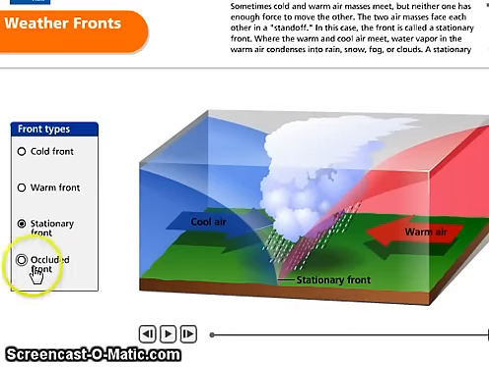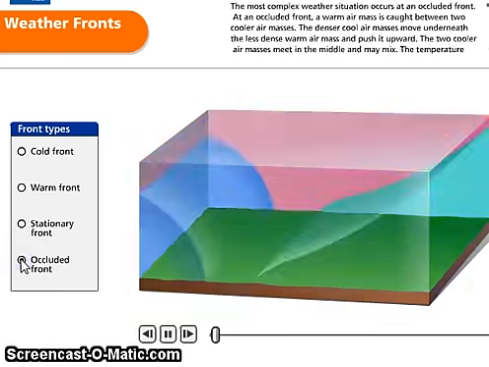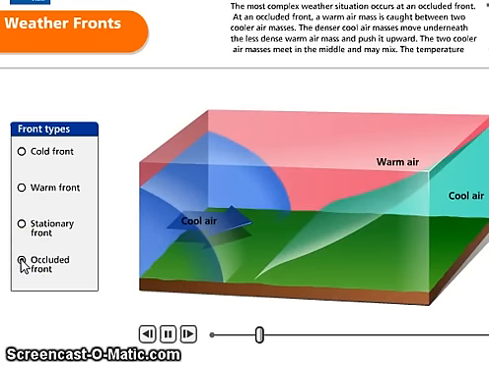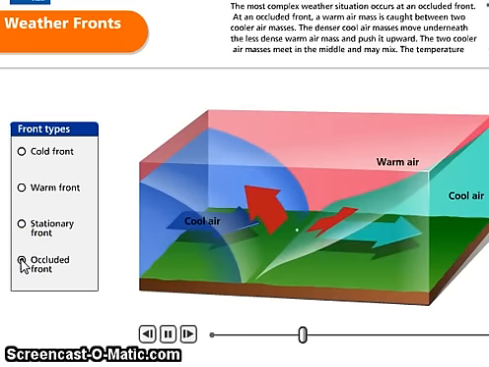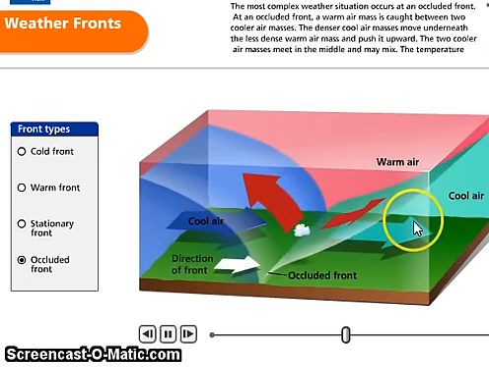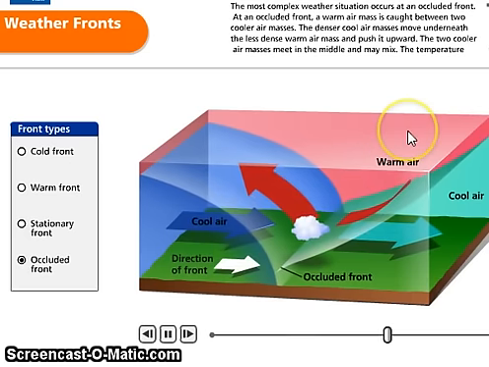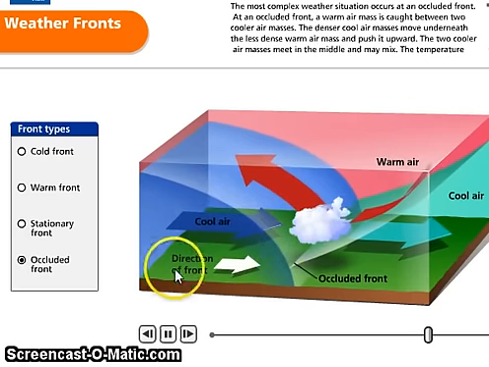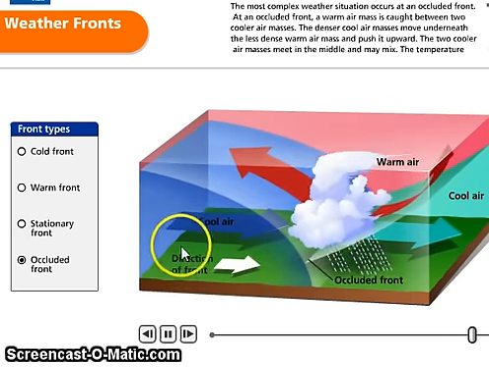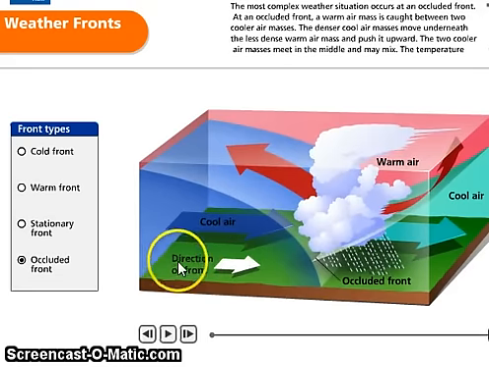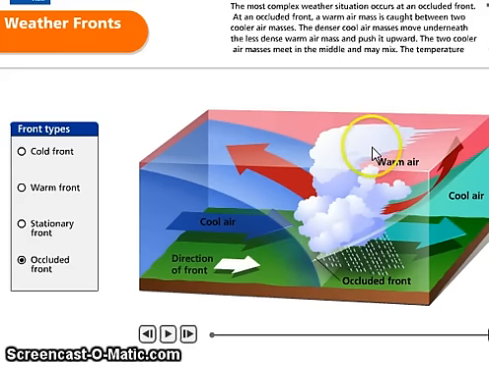Now the very last one is the occluded front. And the occluded front is what I call the three-way brawl. And you'll notice that there's some cool air here that was overtaken by warm air. But then a larger cold air mass comes in and it advances forward. See how it says direction of front? It advances forward, and what it does is it pushes up on the cold and the warm. And so you have three air masses that are involved in this fight, or what we call the front.